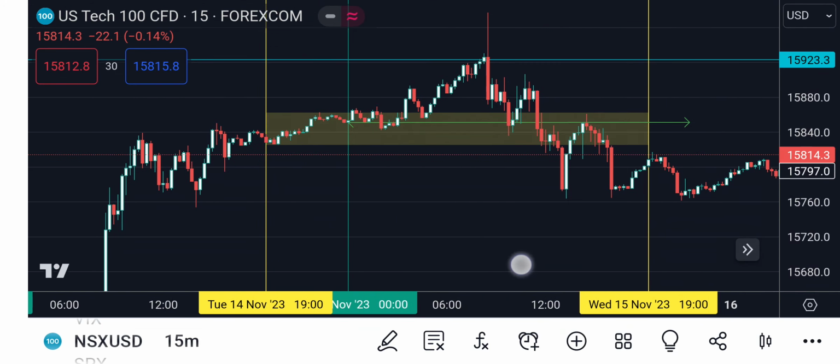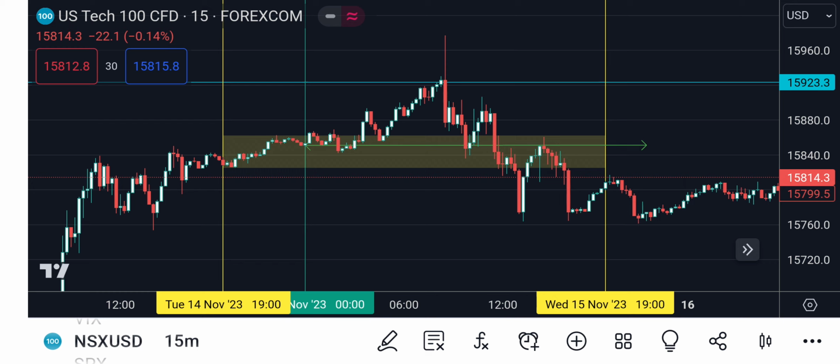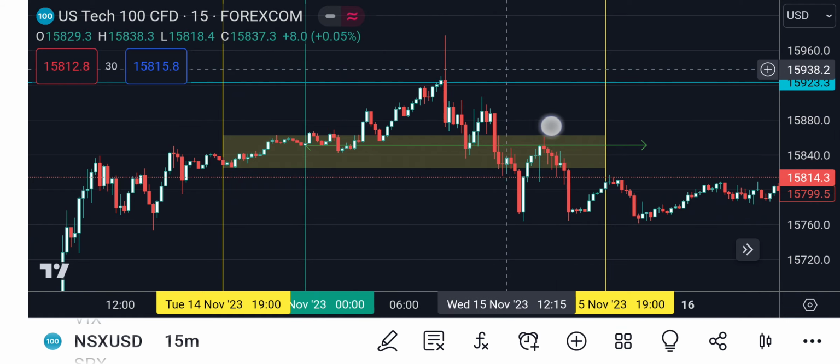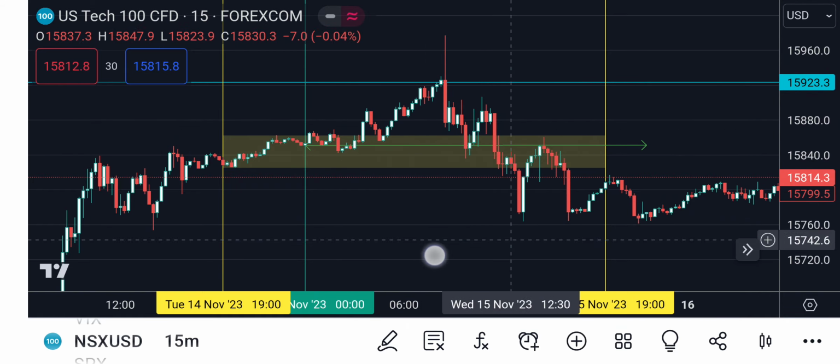I'm not looking for reversals right now. I'm going to get into reversals after I'm done showing this, because I'm trying to teach this Asian range concept so that you can understand what it is that I'm trying to show you guys. But this is a reversal day here. This day here, it's a reversal day.